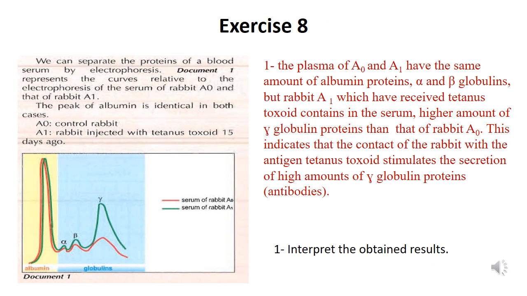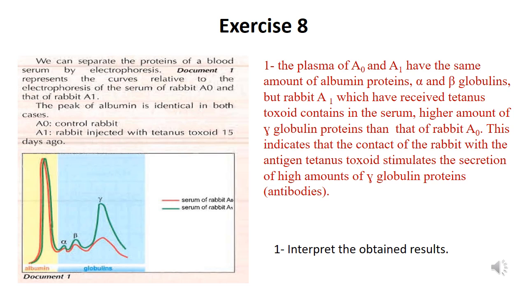Last exercise, exercise 8. We can separate the proteins of the blood serum by electrophoresis. Document 1 represents the curves relative to the electrophoresis of the serum of rabbit A0 and that of rabbit A1. The peak of albumin is identical in both cases. A0 is a control rabbit, A1 is a rabbit injected with tetanus toxoid 15 days ago. The question is, interpret the obtained results.